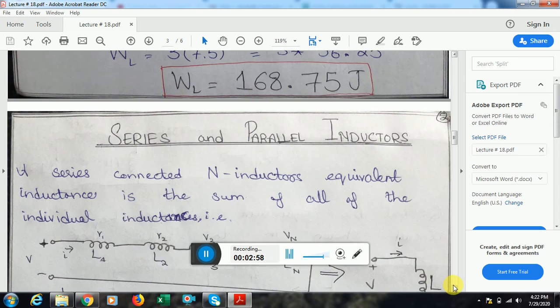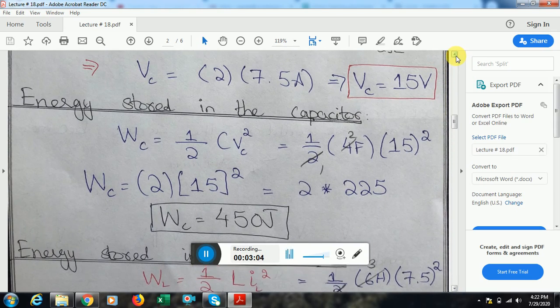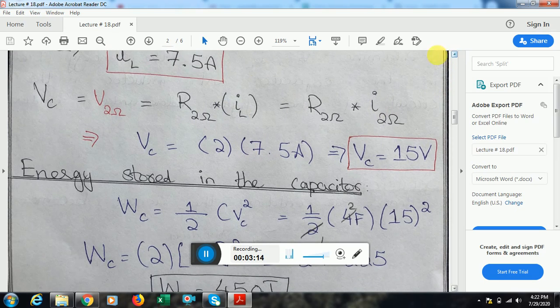Now we have to find the voltage across the capacitor. The voltage across the capacitor, as I just told you, is equal to V 2 ohm. V 2 ohm is R times I, that is R 2 ohm into IL, which is I 2 ohm. By inserting the value of current which we just found as 7.5 ampere and the resistance value of 2 ohm, we get that the capacitor voltage is 15 volt.